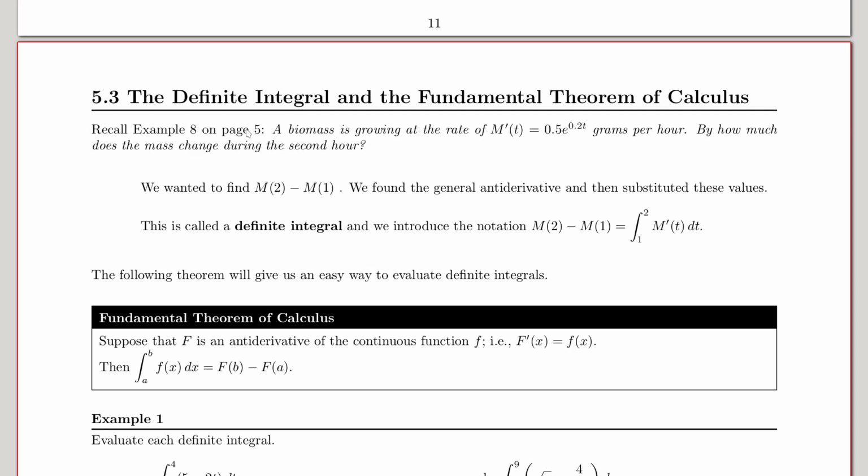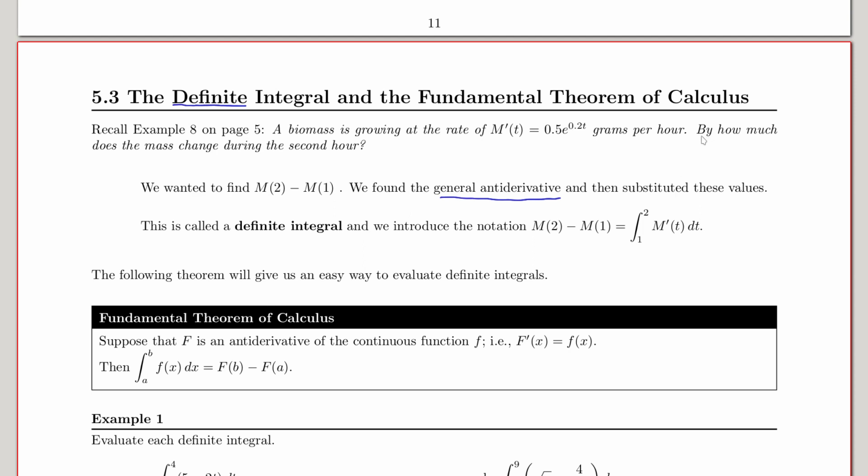All right, in section 5.3, we're going to look at what's called the definite integral. So far we've done the indefinite integral, which is just finding the general antiderivative. We did an example in a previous section where we plugged a few numbers in after. We were actually computing a definite integral. We just didn't really acknowledge it at the time.